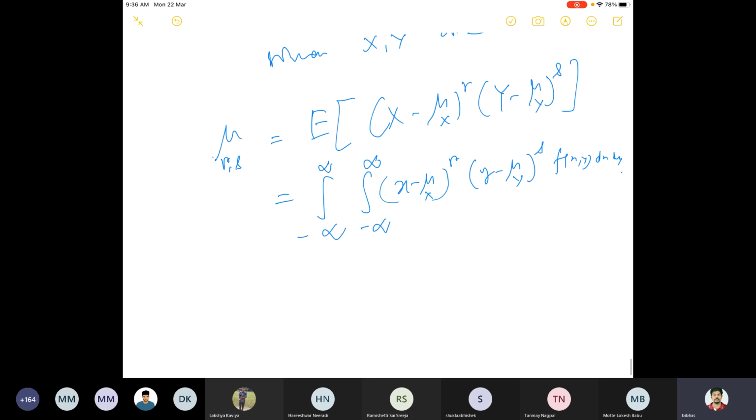Now, when r and s are 1, it has a special name. It's called covariance.